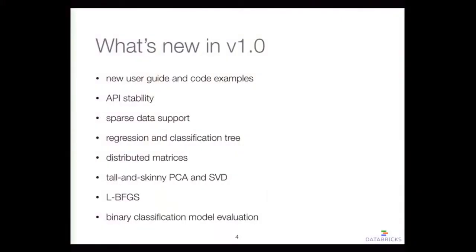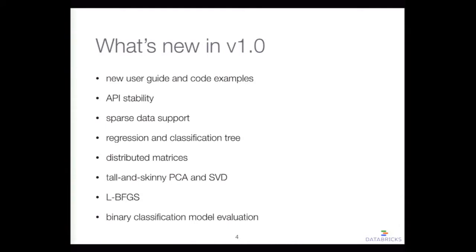MLlib 1.0 was released maybe in May, and we added many new features to MLlib. First, from the users' perspective, we updated the MLlib user guide, and it's more organized. We also added a lot of code examples for MLlib.